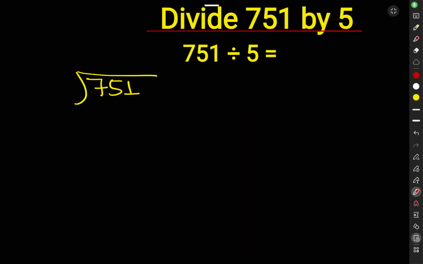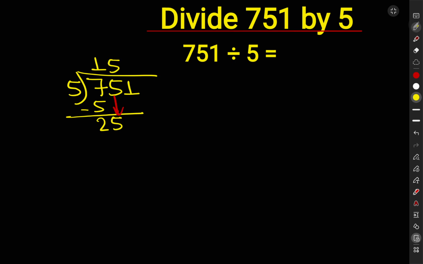We divide 751 by 5 in a long division method. 5 times 1 is 5. On subtracting we get 2. So now we put down this 5 and it is 25.